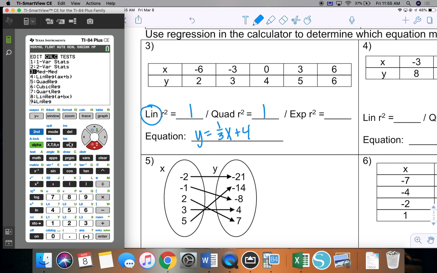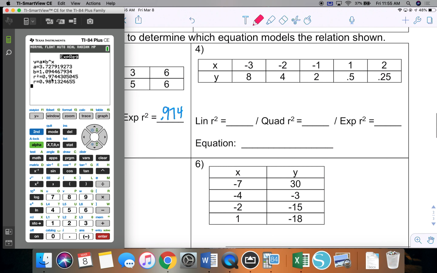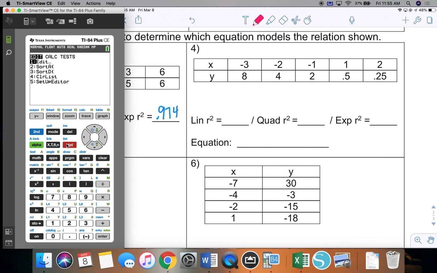And then if I go Stat Calc 0, my r squared value is 0.974. So on these, we are wanting you to plug them all in unless your teacher tells you something different. So option 4, I'm going to plug this in. And remember, if you need more time, just pause the video as you plug in.